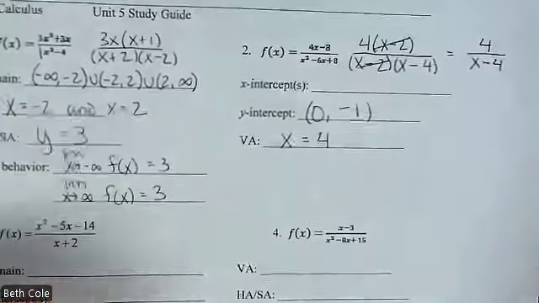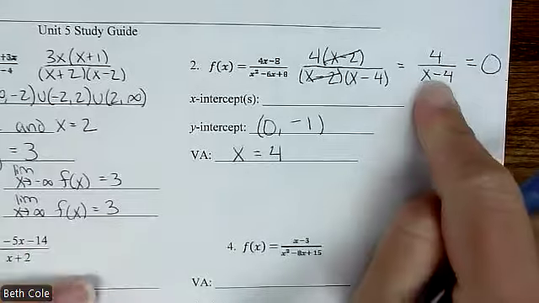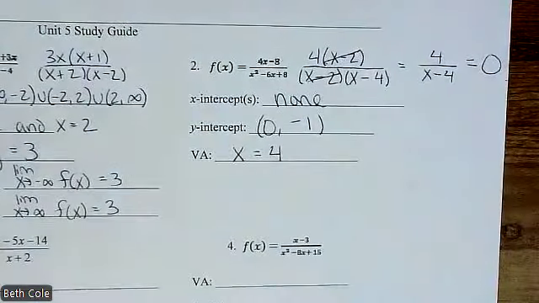Now the x-intercept, you would set the whole thing equal to 0. Why is it going to be none? 4 does not equal 0. 4 equals 0 does not make any sense.